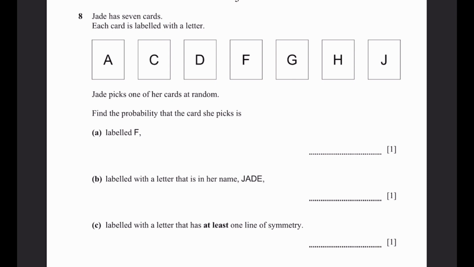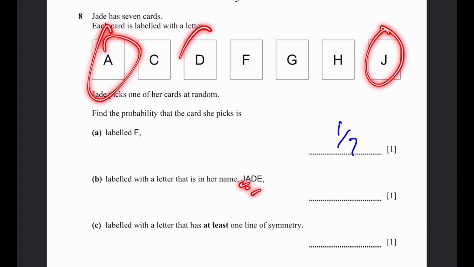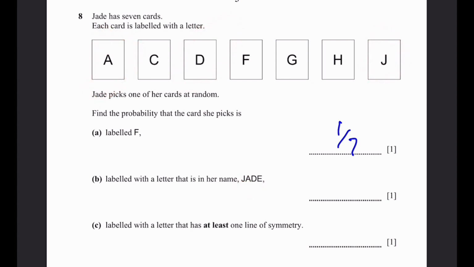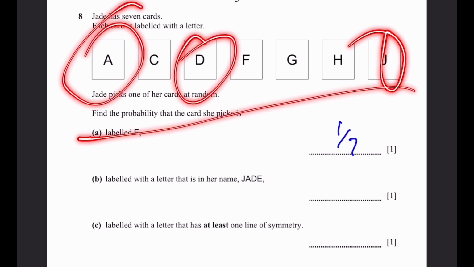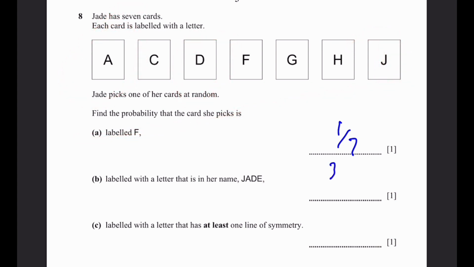Question 8. Jade has 7 cards, each one labeled with a letter. Jade picks one of her cards at random. Find the probability that the card she picks is A, labeled F. So we have 7 cards, one of them is F, so the probability is 1 by 7. B, labeled with a letter that's in the name Jade. How many letters out of this name are in these 7 cards? So we have a J here, we have an A here, we have a D here, there's no E though. So that means there are 3 letters which are possible out of 7. That means it's 3 by 7.